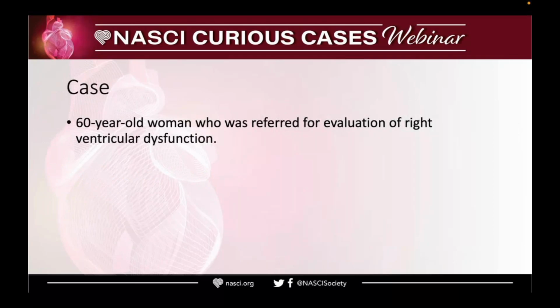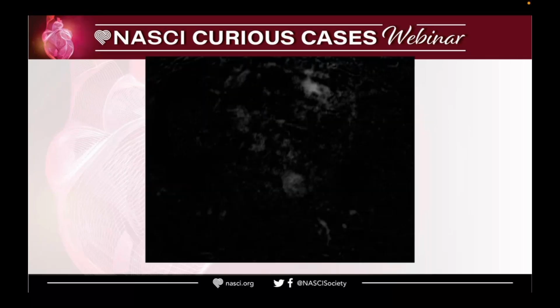Okay, you can take a breath and dive into the other case that we have. 60-year-old female referred for evaluation of right ventricular dysfunction. And this is a quick case. I just brought it so you can take some rest in between the heavy cases. And I'm encouraging any trainee to take the lead.